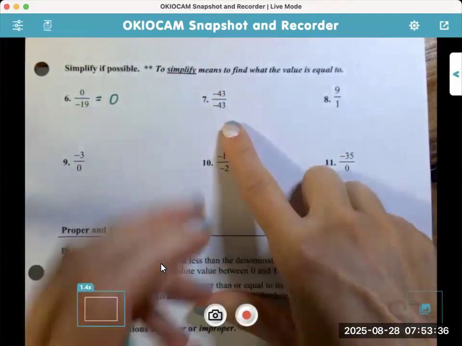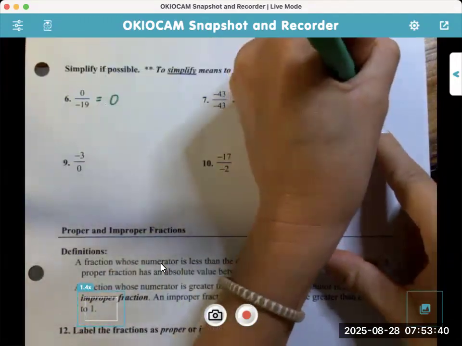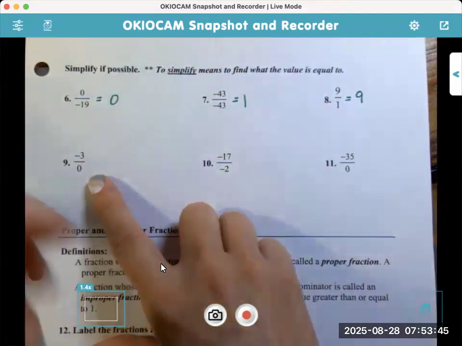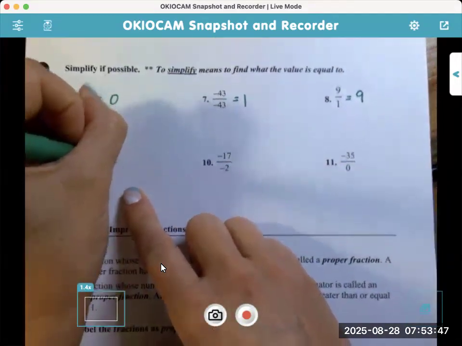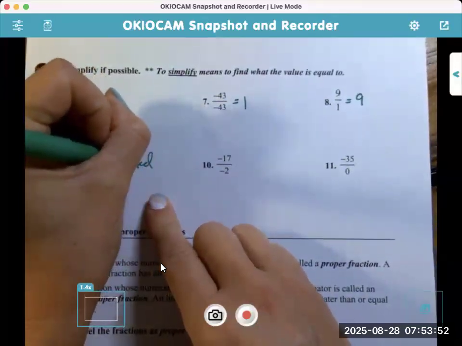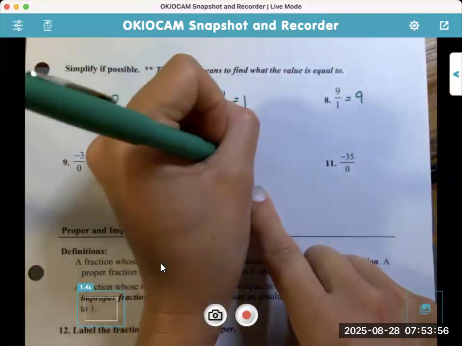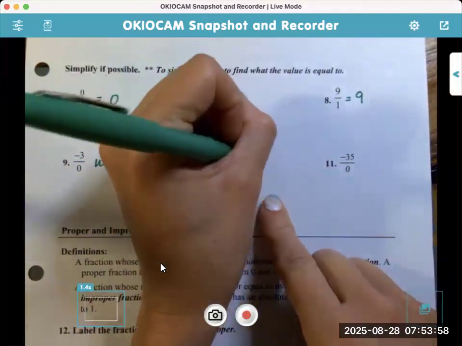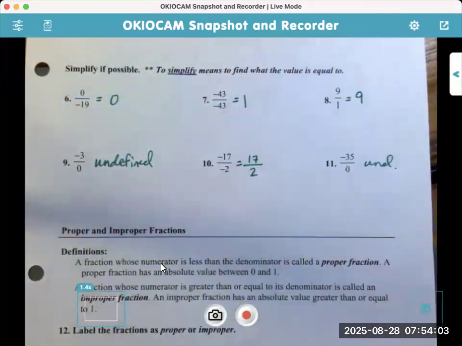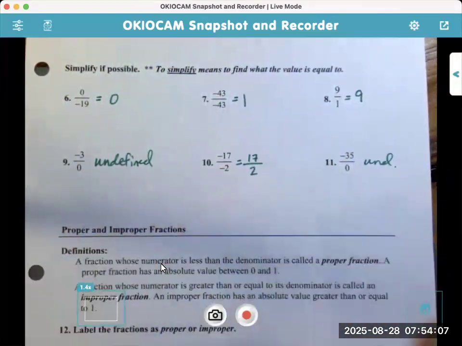Okay, so remember anything over itself is 1. Anything can technically be written over 1, so it's just 9. Anything divided by 0 is undefined. Here, remember a negative over a negative is actually a positive. And again, dividing by 0, undefined. Okay, so check with your answers. Hopefully you got the same thing.